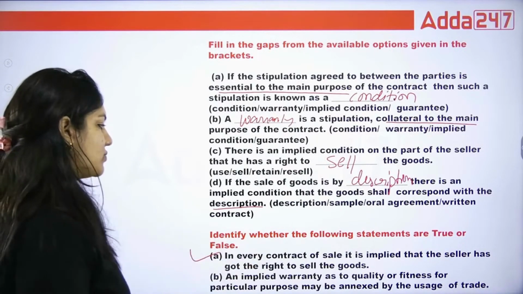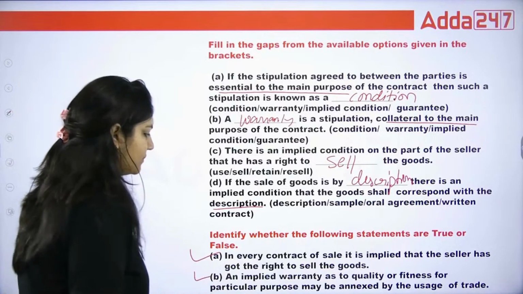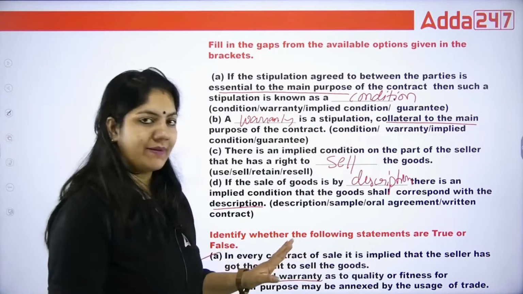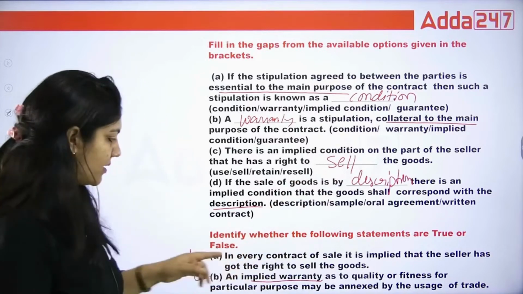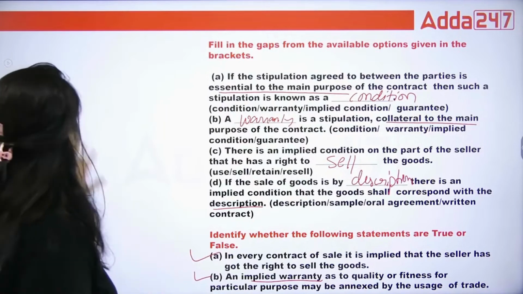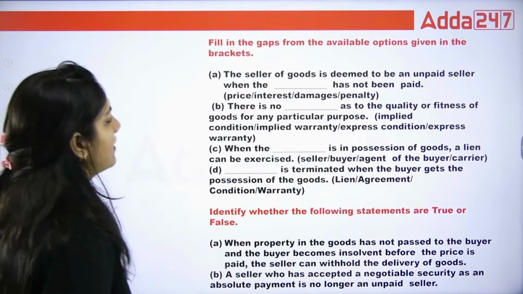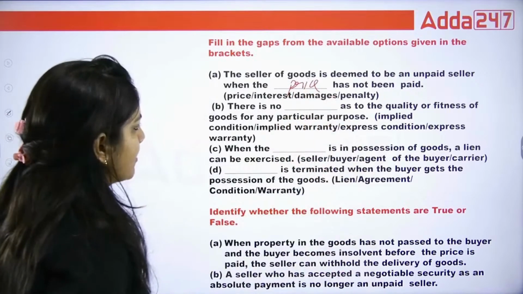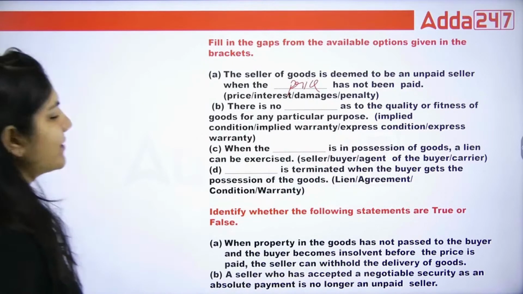An implied warranty as to quality or fitness for a particular purpose may be annexed by the usages of trade. That is right, both are true statements. What is implied warranty? Implied warranty means only the replacement of the part, not the goods as a whole. Okay. The seller of goods is deemed to be an unpaid seller when the price has not been paid. There is no dash as to the quality or fitness of goods for any particular purpose. What is the right answer for the B1?